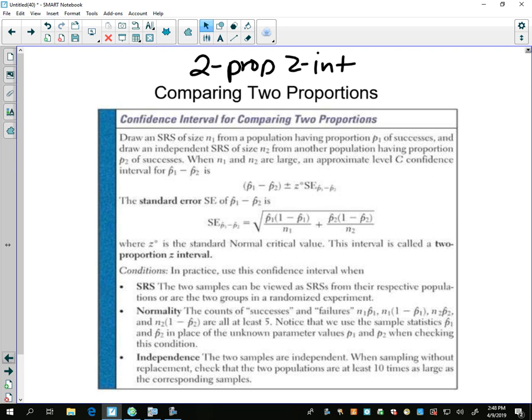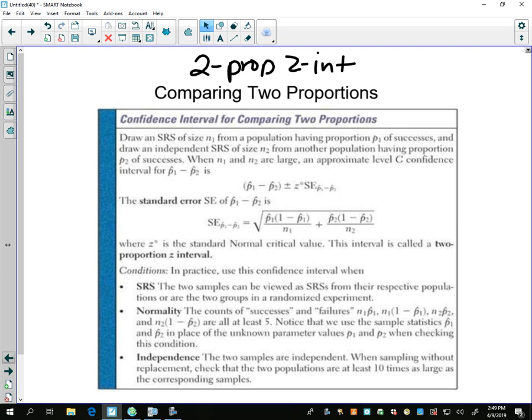The SRS condition is that the two conditions can be viewed as an SRS from their respective populations, or are the two groups in a randomized experiment. So that was the whole idea, that if you're drawing from two separate populations, or is one group getting one treatment and the other group getting the other treatment, therefore they would be random. Now normality here, we went over the normality, I'm not doing that.